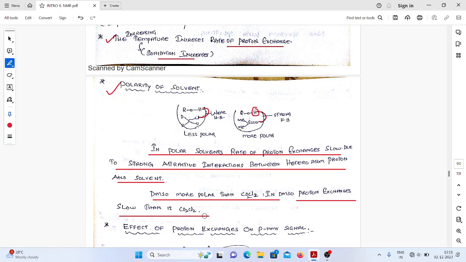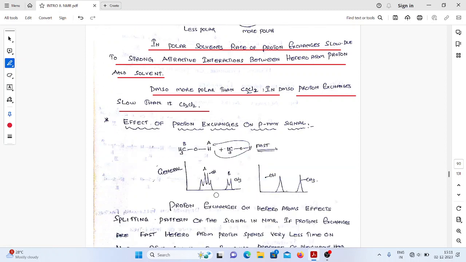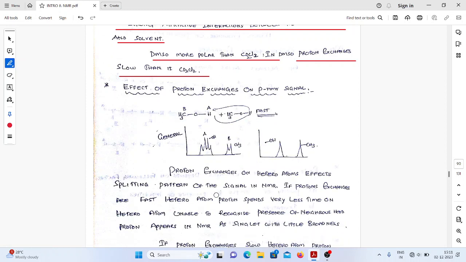Clear? Then the question is, what is the effect of proton exchange in the proton NMR spectra of chemical systems? How is the proton exchange phenomenon going to affect the proton NMR signal? That we need to discuss. That is the effect of proton exchanges on the proton NMR signal.